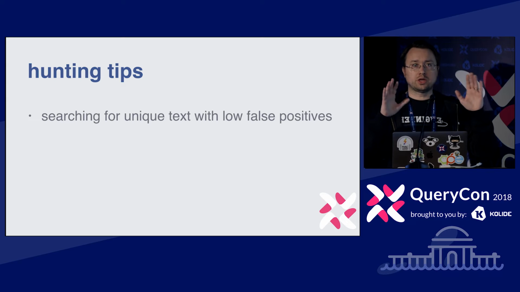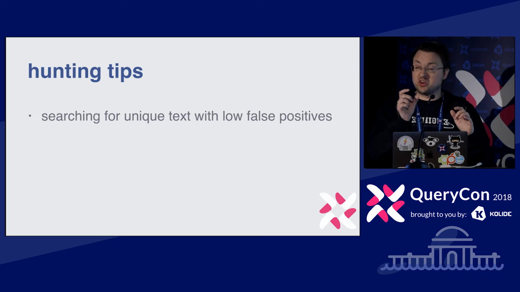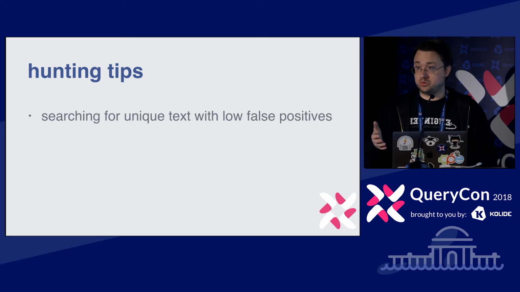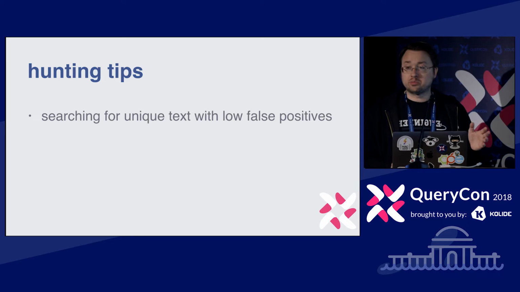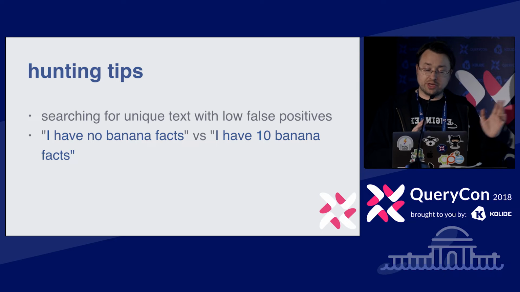So you're going to want to look at the display that's made available to the end user and hopefully find some very unique text that, when you go searching for it, returns hits specifically related to code or tools that are responsible for making that text appear on the screen. As an example, I've got 2 theoretical examples here: I have no banana facts versus I have 10 banana facts.